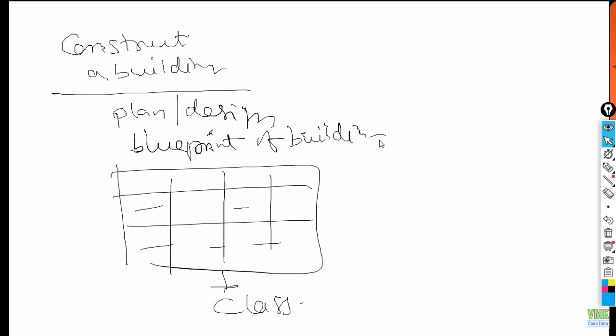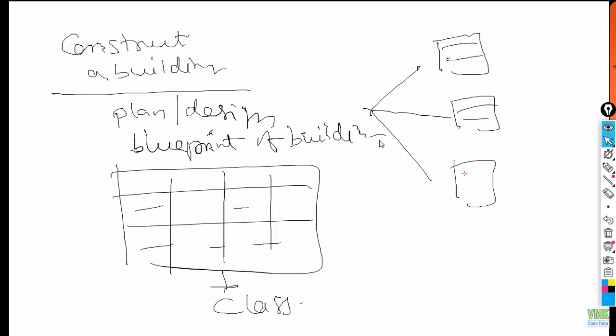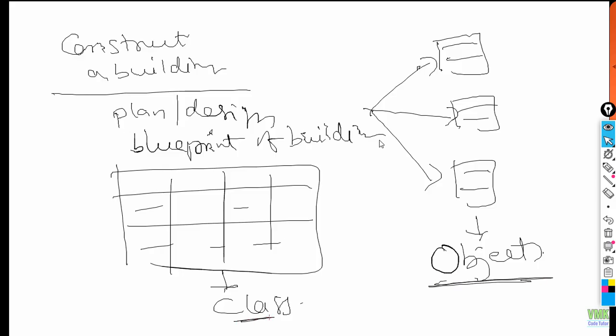By taking this particular blueprint or design, we can construct any number of buildings. You can construct them by taking material like iron, steel, bricks, and so on. Taking that material, we can construct the buildings with the help of this class or design, and these are called objects. So objects are created from the class only. Without a class, an object cannot be created.